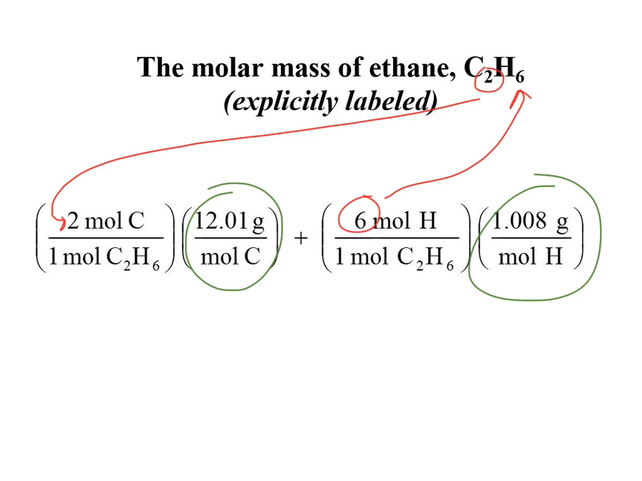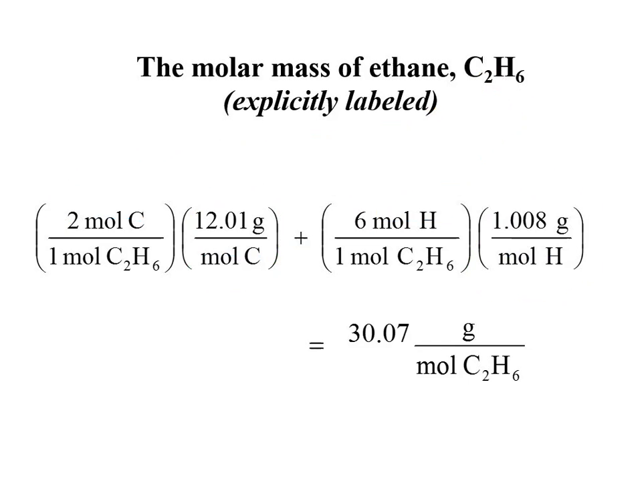So again, this is explicit. I'm going to show you how I do it an easier way after this. But just looking at it this way, let's see what cancels. Moles of carbon cancel, and moles of hydrogen cancel. So we're left with grams of carbon in 1 mole of C2H6 and grams of hydrogen in 1 mole of C2H6. If we add those 2 masses together, you get the total mass, carbon and hydrogen, in 1 mole of ethane. So that's the explicit way.